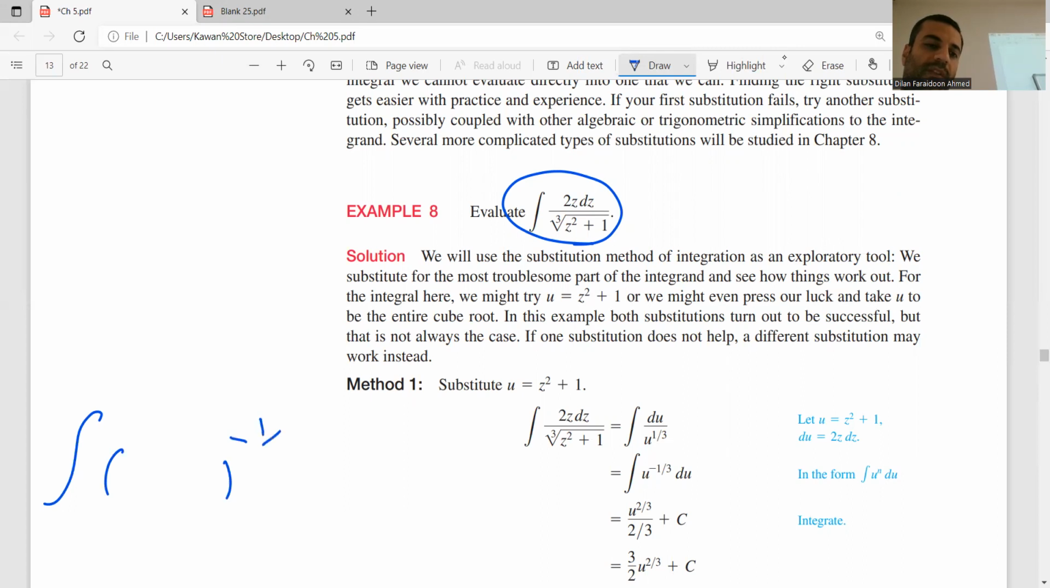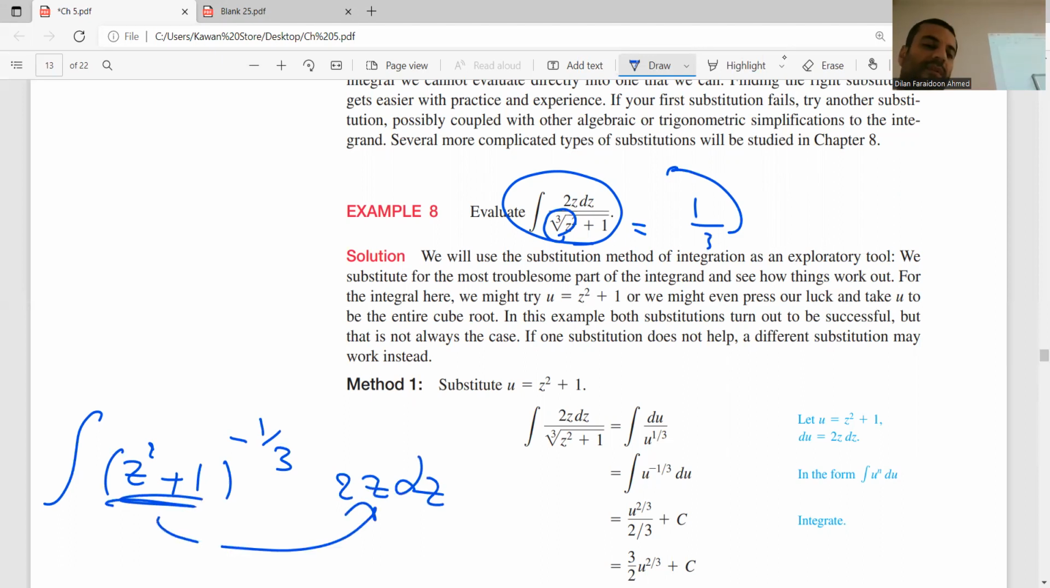It will be minus 1/3. You know, the cubic root is equal to 1/3. Then we will bring it up, it will be minus 1/3. And here we have z squared plus 1. Then here we have 2z dz. You can see the derivative of here exists. Directly you can add 1 to the exponent and divide by the new exponent.